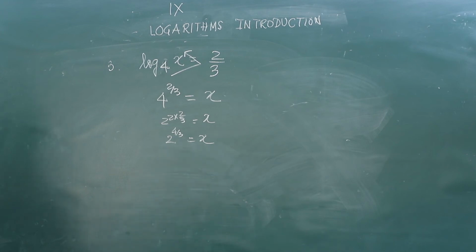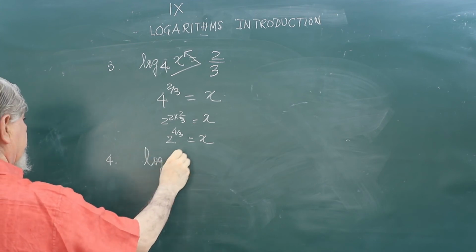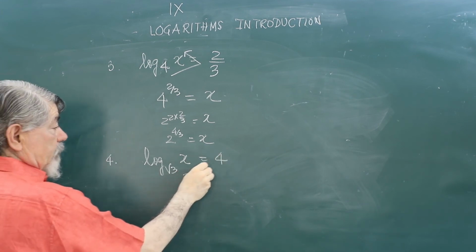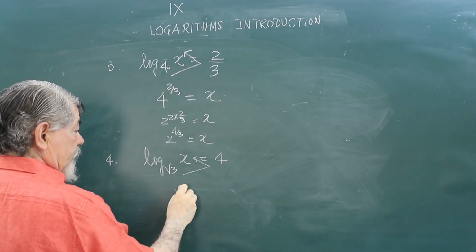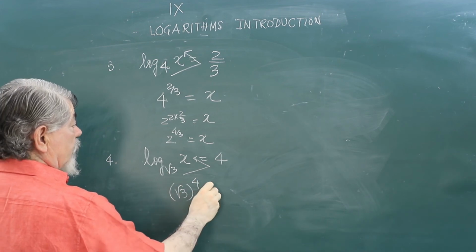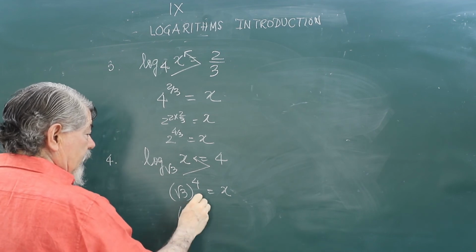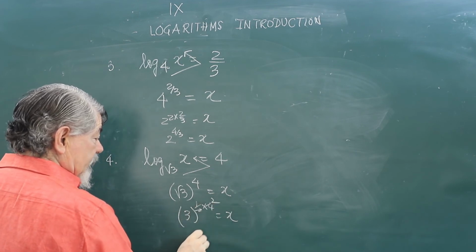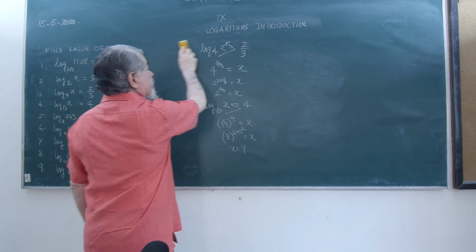Now let us see question number 4. Log x to the base root 3 is equal to 4. Again, root 3 to the power 4 is x. Root 3 means 3 to the power half. 3 to the power half into 4 is x. So 3 squared, or x is 9. The value of x is 9. This is question number 4. Now let us see question number 5 after this.